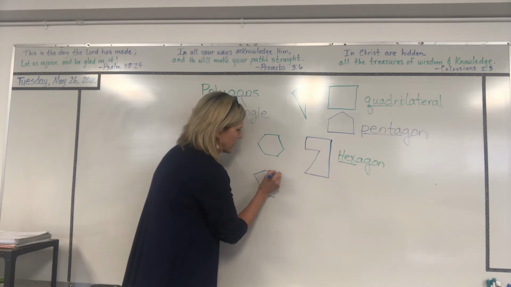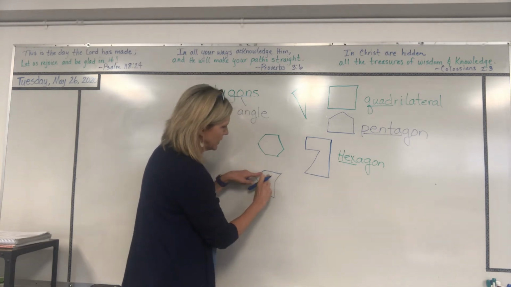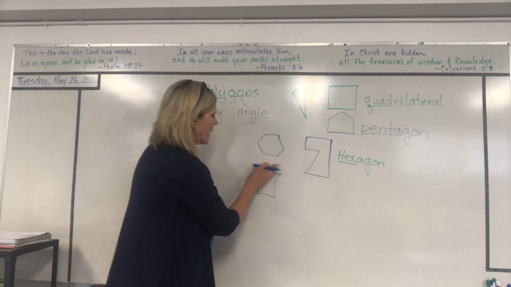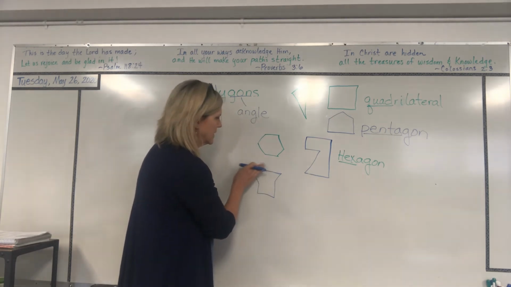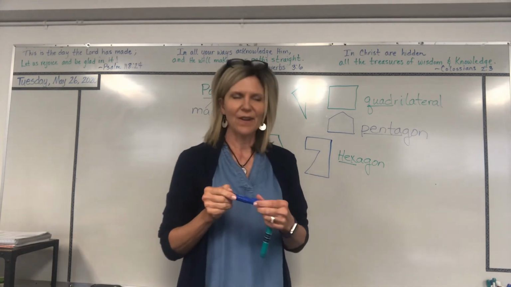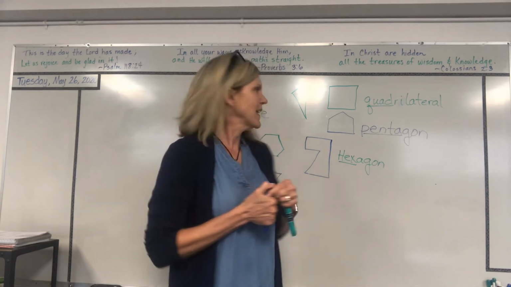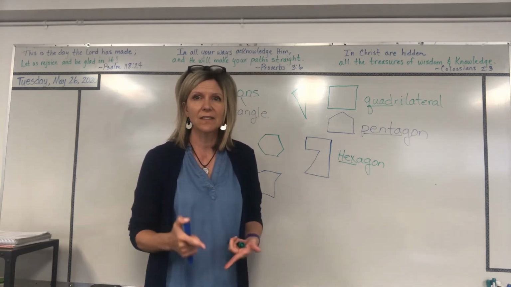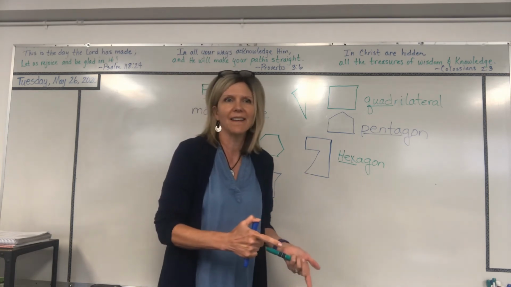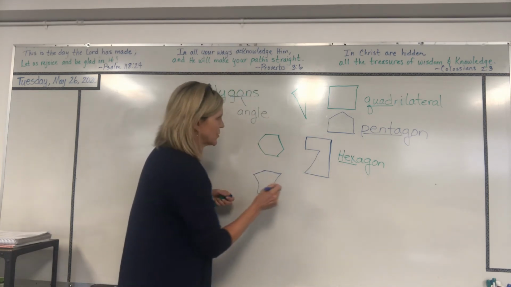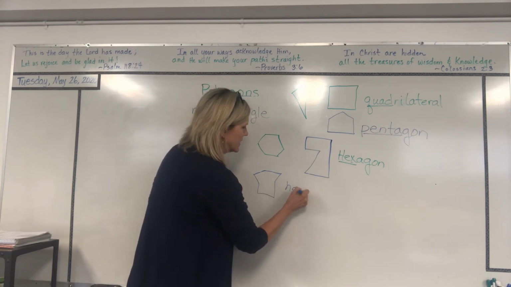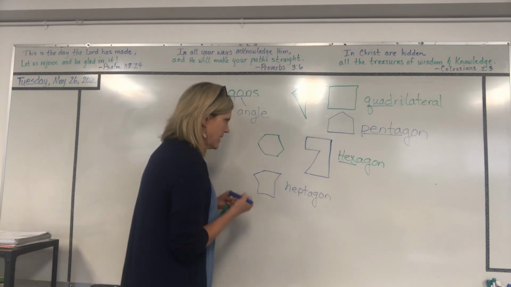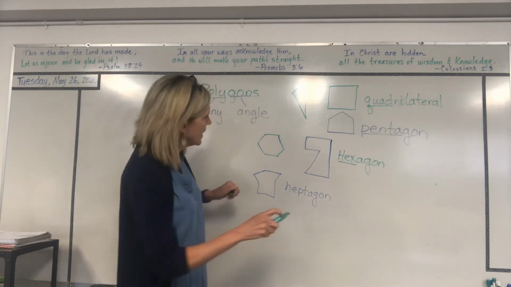Let's not get distracted. Anyway, this is an angle right here because it angles down. And this one goes straight across. And that's a really wide angle, isn't it? Anyway, I drew 7 sides. Anyone know what that's called? It's kind of similar to hexagon. So just remember when you're counting, hexagon, then comes heptagon. H-E-P-T, heptagon. 7 sides.